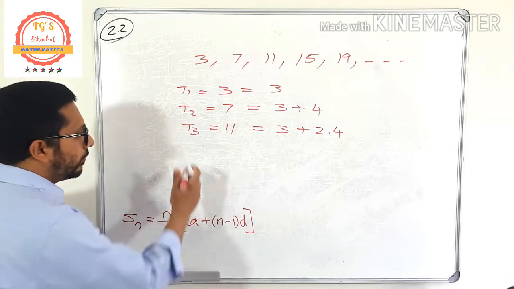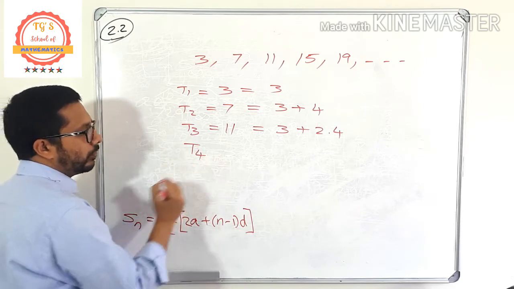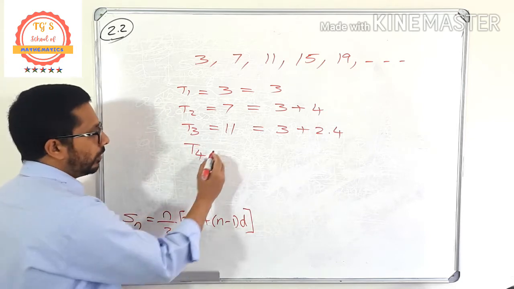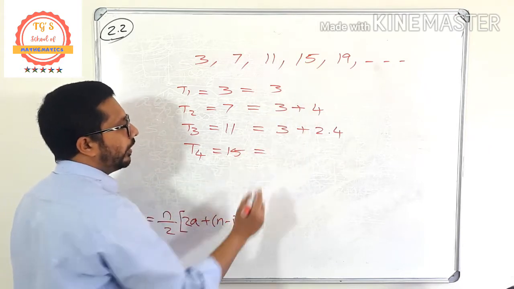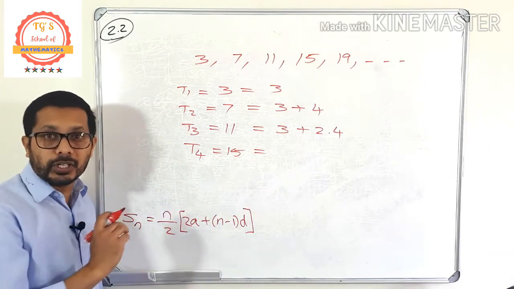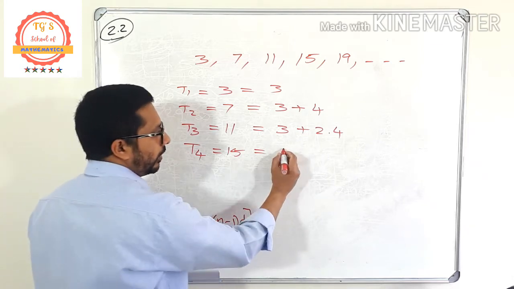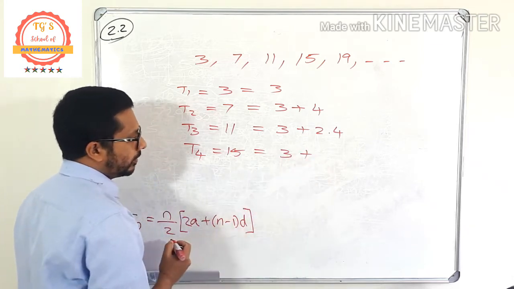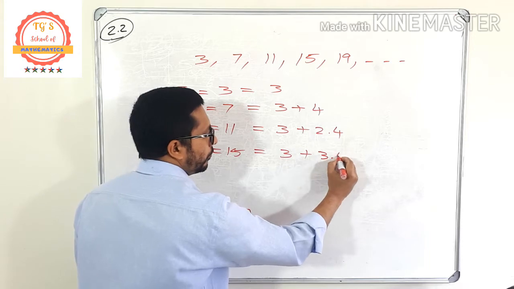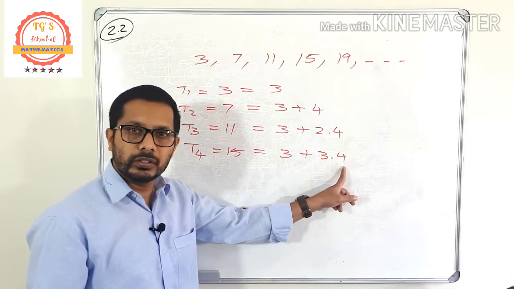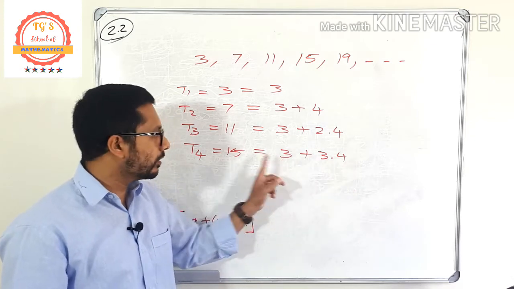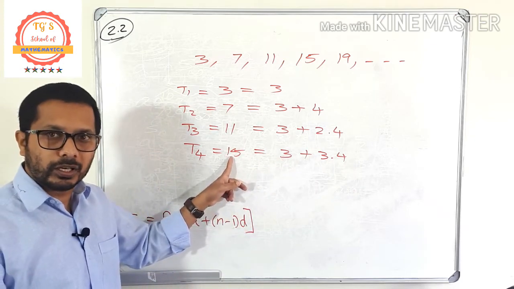Okay. Look at what I am going to write on the fourth term. What is the fourth term? We know what is the fourth term. That is 15. And now look at how I am going to write that 15. 3 plus 3 into 4. What is 3 into 4? 12. 12 plus 3 is 15. Can you see how it's coming?